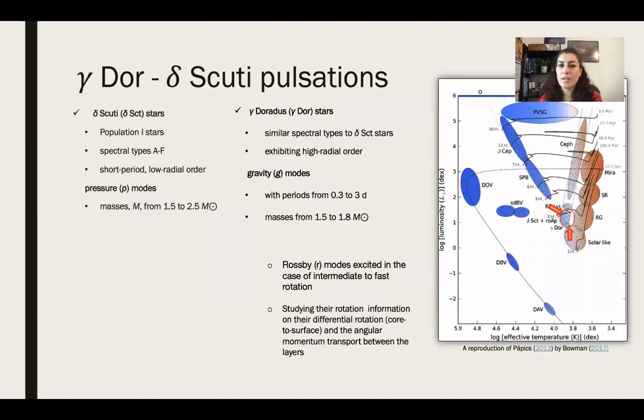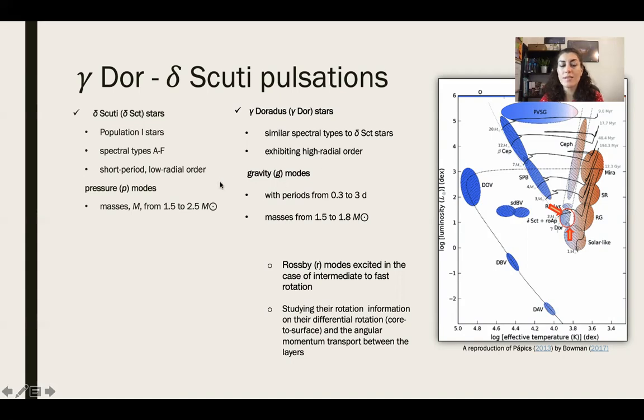Gamma Dor and delta Scuti pulsators are the stars that, as you can see here in the pulsating HR diagram, are located on the main sequence, in the cross section of the main sequence and the Cepheid instability strip. And you can see that they are located in a region that has some overlaps with each other. I also started to work on the roAp stars, rapidly oscillating Ap stars, but I will talk about only the Gamma Dor and delta Scuti stars.